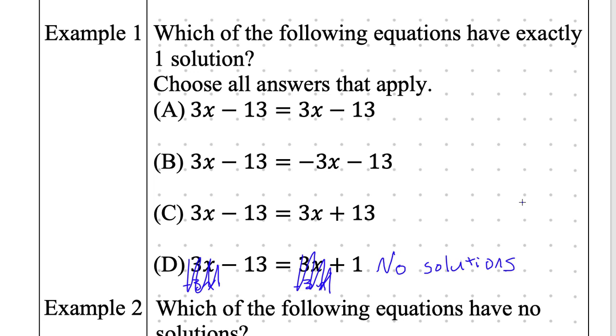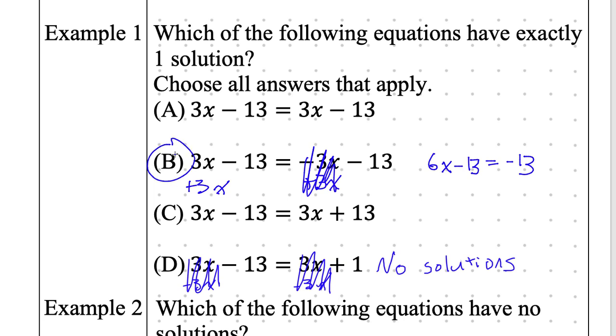Larissa? I think it's B. Why B? Because you can add 3 to both sides, and then you'd have left negative 13 equals 6. Oh yeah, no. 6x minus 13 equals negative 13. And there it is. If you have one x on the left-hand side and no x on the right-hand side, immediately you know they have exactly one solution. So the correct answer is indeed B. Thank you, Larissa.